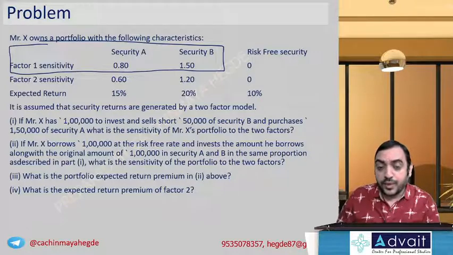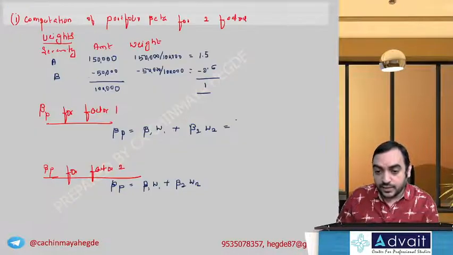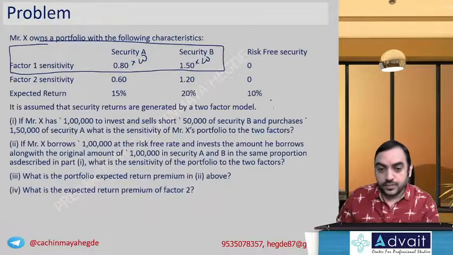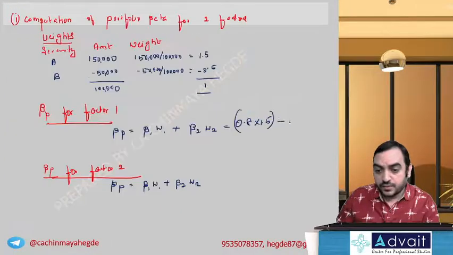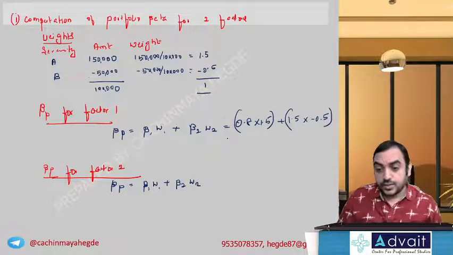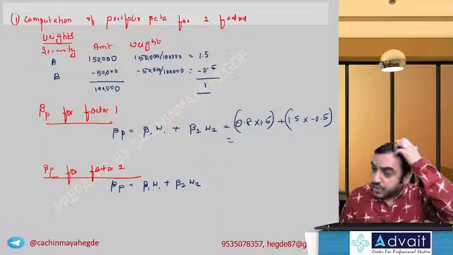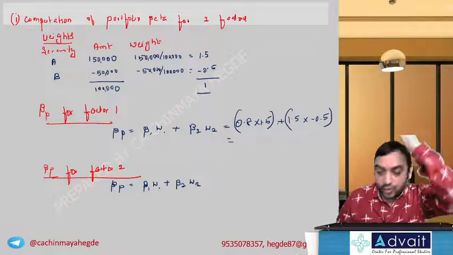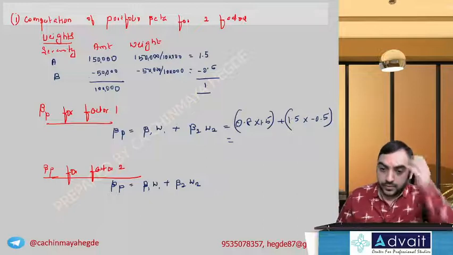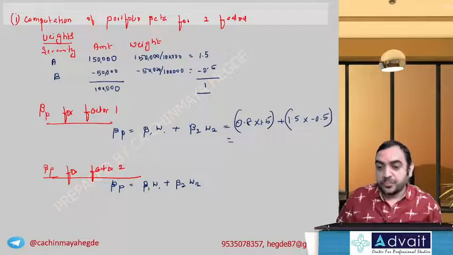So betas are 0.8 into the weight and 1.5 into the weight. So 0.8 into 1.5 and 1.5 into minus 0.5, so minus 0.75 you get. So 1.2 minus 0.75. You get 0.45, is it? On simplification, 1.2 minus 0.75 gives 0.45.